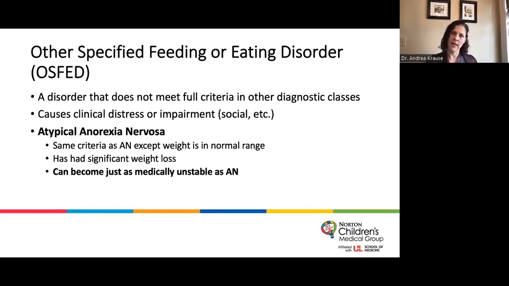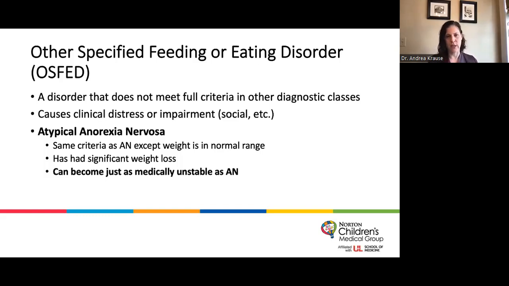So the OSFED classifications, the one main one I want you to take away from is atypical anorexia nervosa. This doesn't fulfill all criteria for anorexia, but it can be significantly harming to the patient. Basically it's the same features as anorexia, the self-esteem and body image issues and the restricted intake. However, the weight is normal.